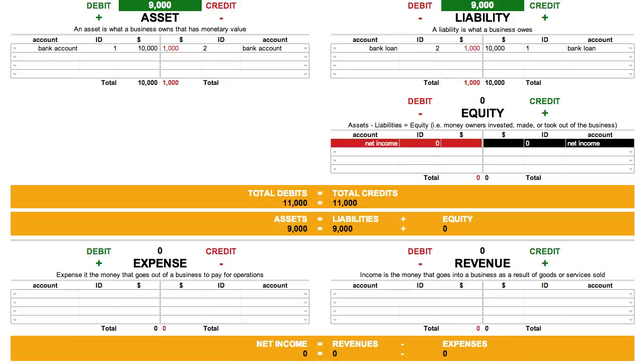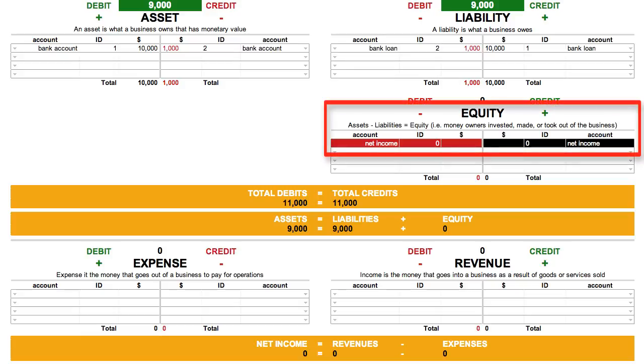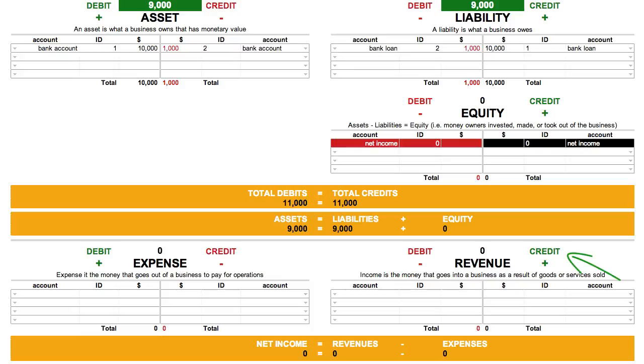Net income is the money that a company made, or if it's negative, the money that a company lost. If you remember, equity actually includes the money that is made or lost by a company. So net income is a part of equity. When your revenue increases, so does your equity. When your expenses increase, your equity decreases. Let's go over an example of when a business receives revenue.